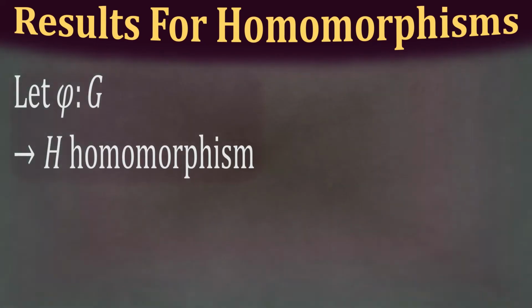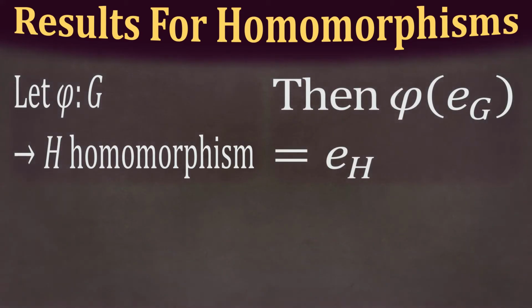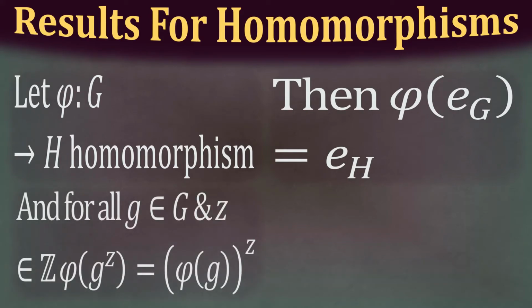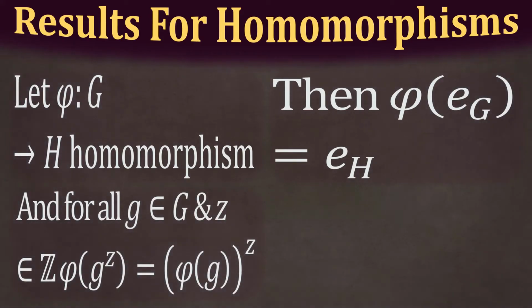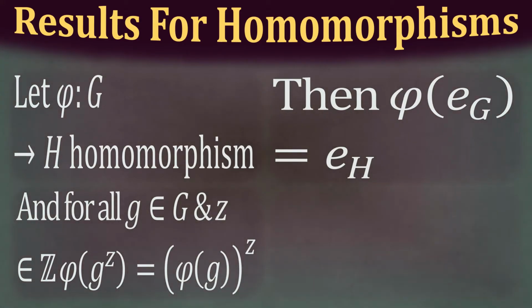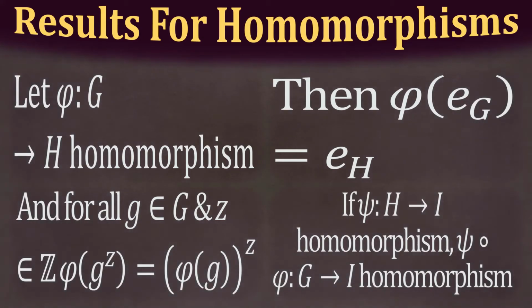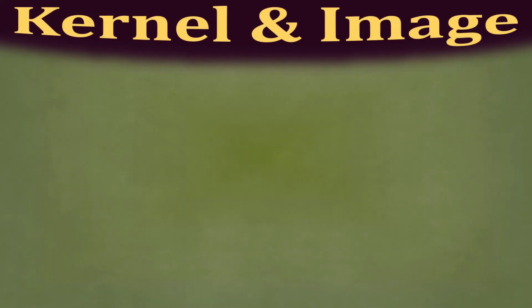Let phi from G to H be a homomorphism. Then phi of the identity element in G is equal to the identity element in H. And for all g in G and z in the integers, we have that phi of g to the z is equal to phi of g all to the z. If psi from H to I is also a homomorphism, then psi circ phi from G to I is a homomorphism. Now let's define the kernel and the image.